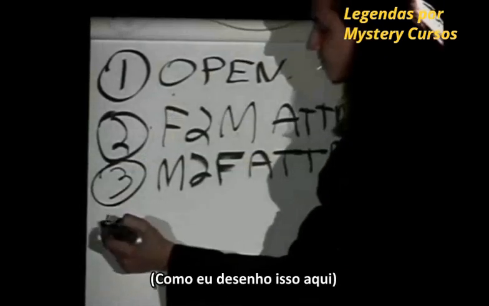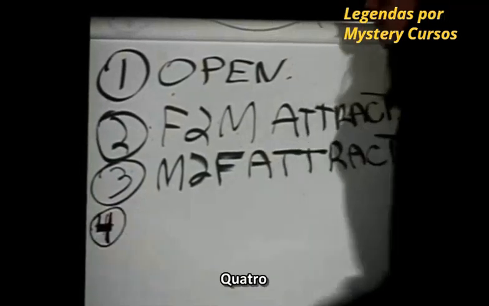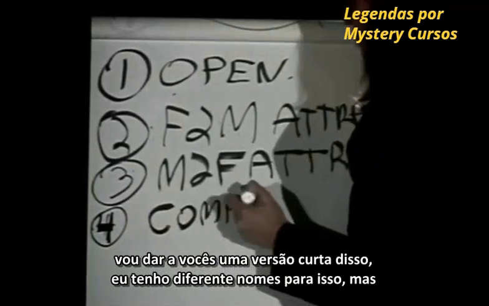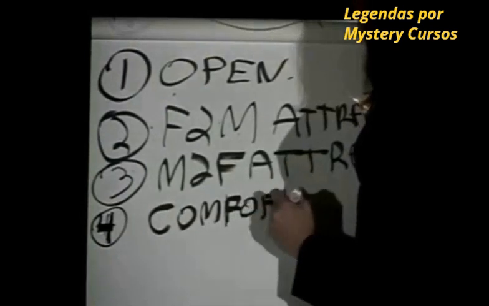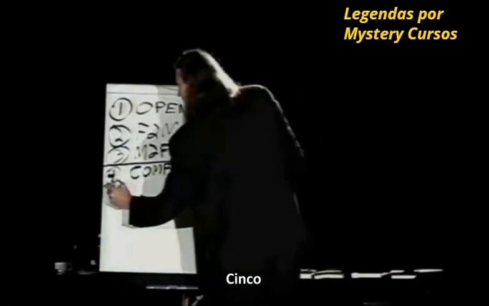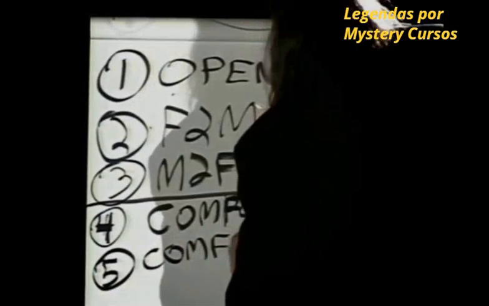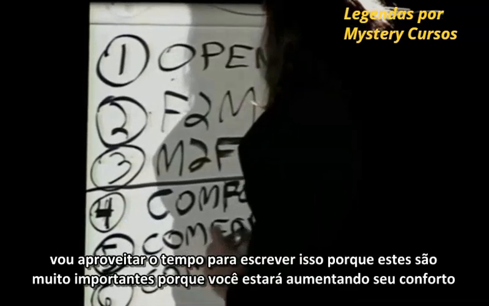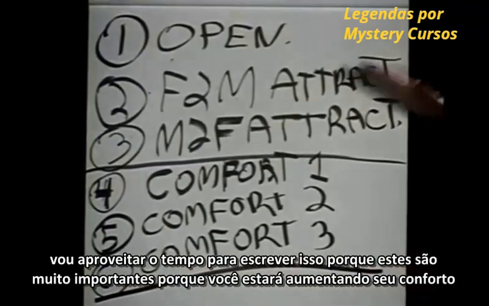4. How do I draw this? There we go. 4 is, I'm just going to give you guys a short version of this. I have different names for it, but let's try that again. Comfort number 1, okay? Then we've got 5, comfort 2, and 6, comfort 3. I'm going to take the time to write this out because these are very important in that you're going to be escalating your comfort.